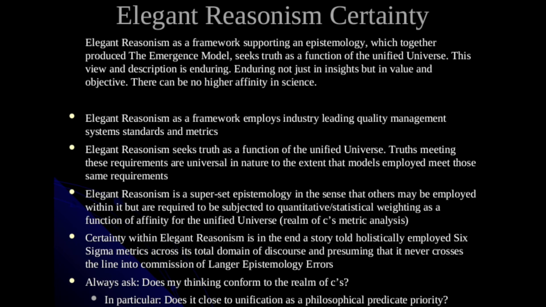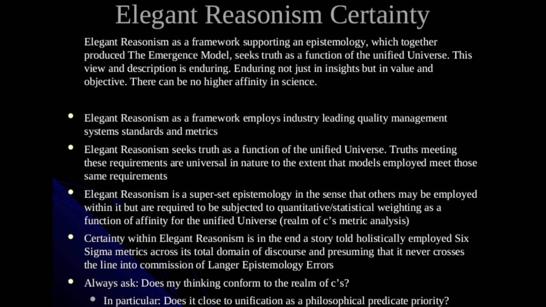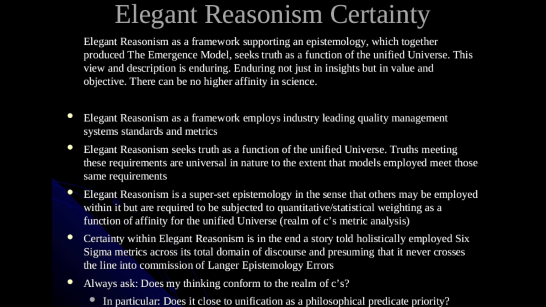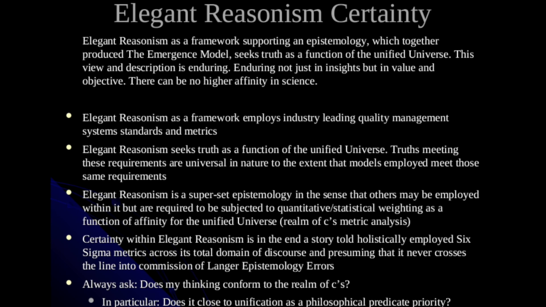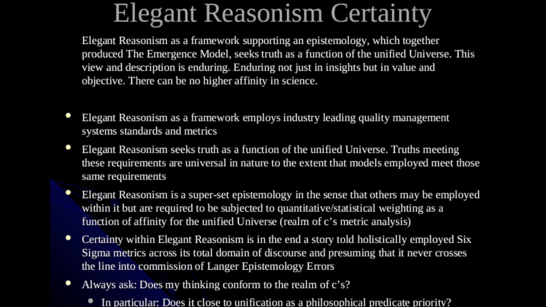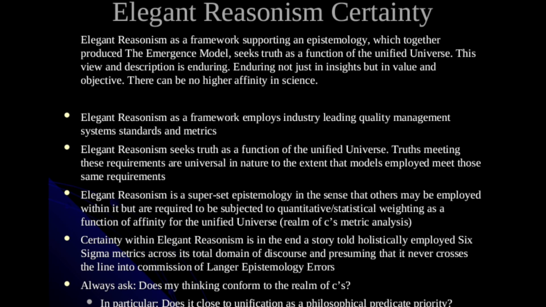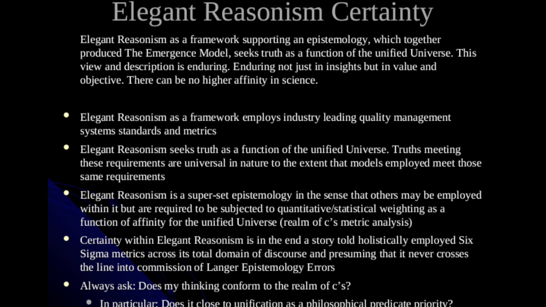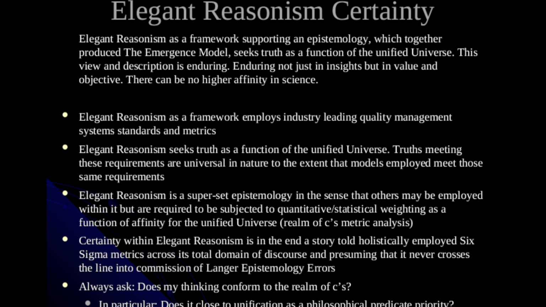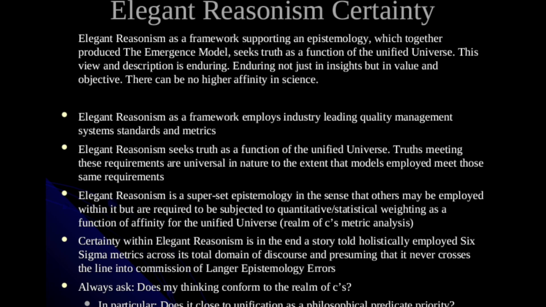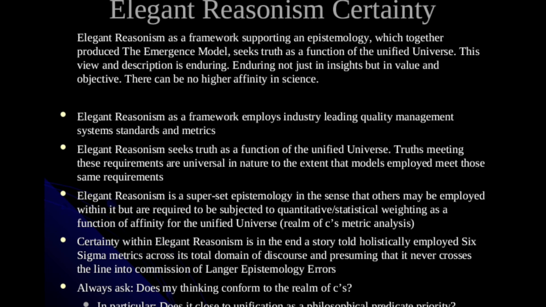But the elegant reasonism seeks truth as a function of the unified universe. Truths meeting those requirements are universal in nature, and to the extent that models employed meet those same requirements, that will be an enduring objective. And it doesn't matter whether that truth is determined by M5, M6, or some other model, as long as it meets what we call the realm of the C's. There are words like cogent and coherent and closure, and it closes to unification. And it does these things as a predicate priority consideration and then enters science.